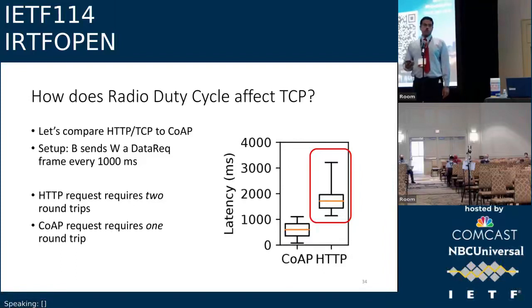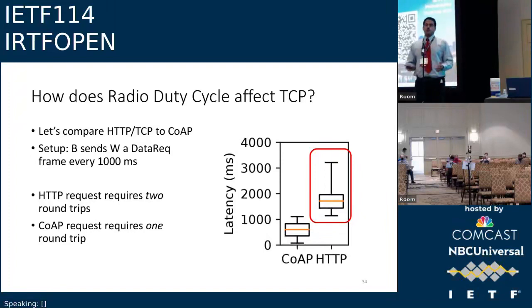Okay, so for the first round trip, you start at a random phase within the 1,000 millisecond sleep interval. So you'd expect on average a 500 millisecond delay, and CoAP is consistent with that. For HTTP, what happens is that for the first round trip, we see 500 milliseconds. But the second round trip starts right at the beginning of the next sleep interval. So the second round trip consistently sees the worst case latency when transmitting the packet from W to B. As a result, HTTP performs more than twice as poorly as CoAP on this workload.